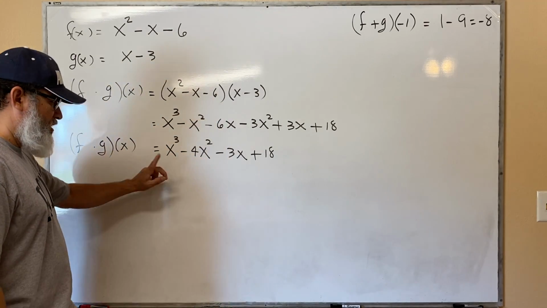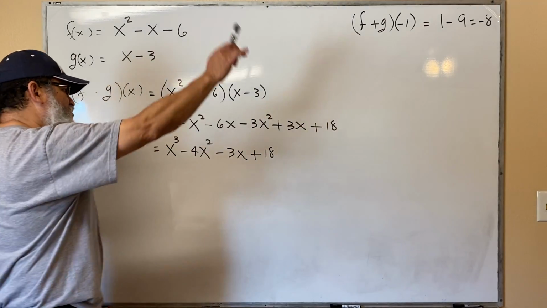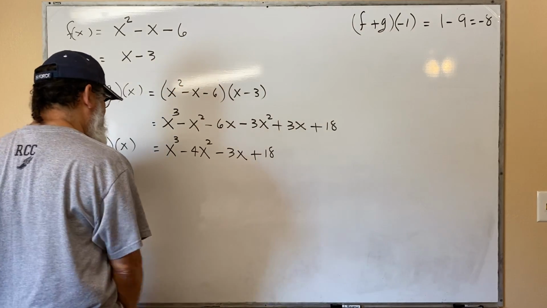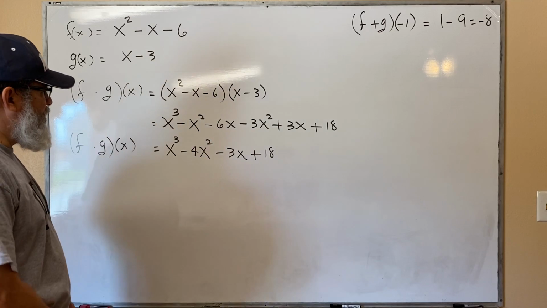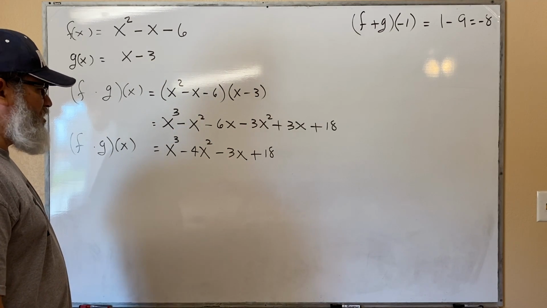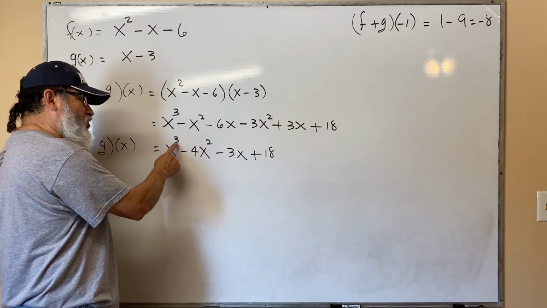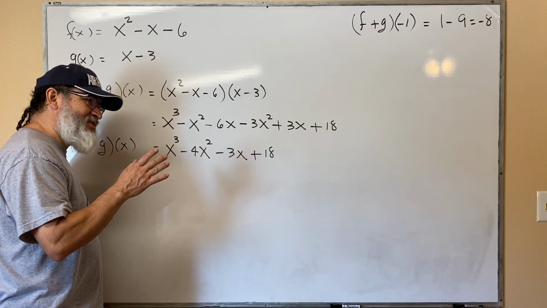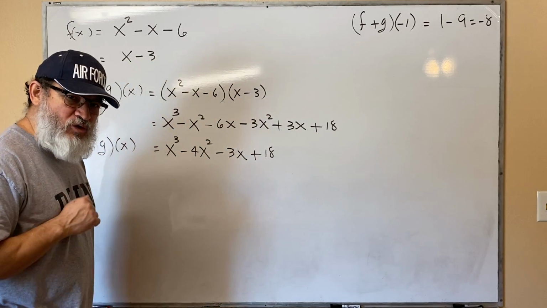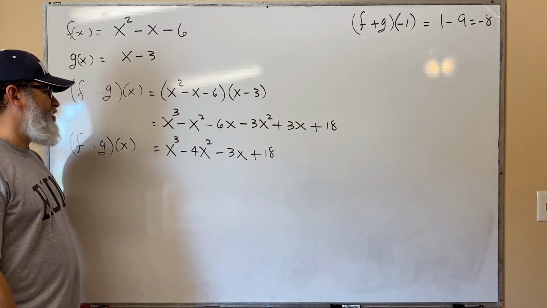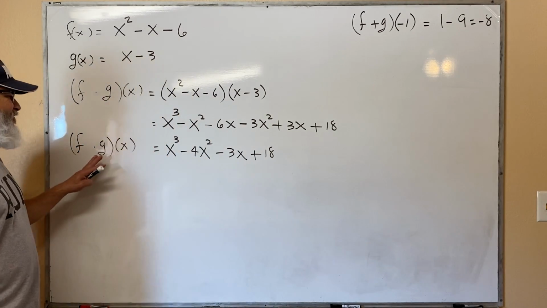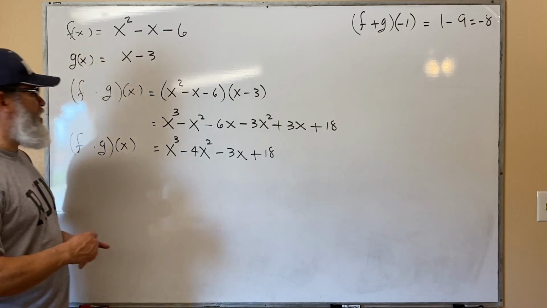And so note, this is f times g of x, which is a polynomial function. I tell you, this polynomial function rises to the right, it falls to the left. Correct? And according to this degree, it has 3 zeros. Okay? We discussed that.